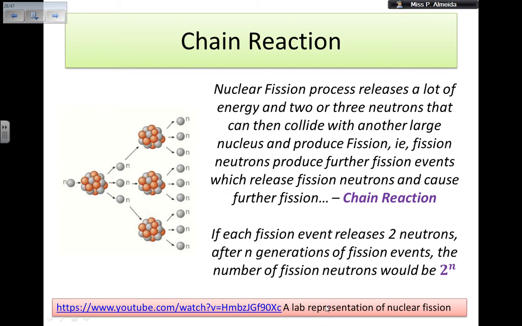And I actually have a video, which is not mine, which has a lab representation of nuclear fission. So I'm going to add it in the description. The video shows lots of, I believe they are golf balls or ping pong balls. They are just about stable on top of mouse traps.